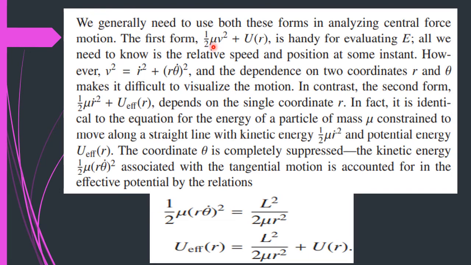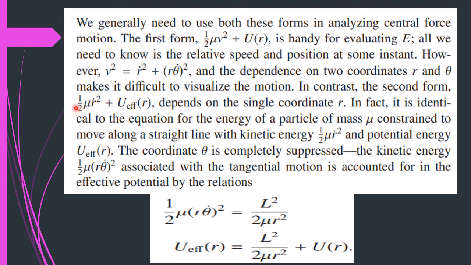So our first equation is half mu v square plus U of r. To solve this, you need v as well as the position; the relative speed as well as the position of the particle is needed. But v square includes r dot square and theta dot square, so there is a dependence of r on time as well as theta on time. This is actually difficult to visualize.